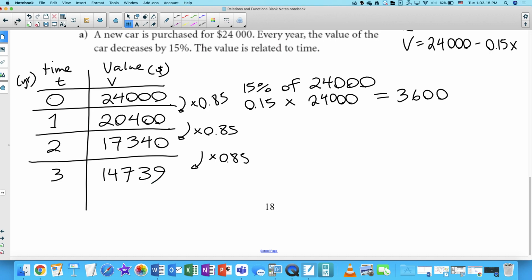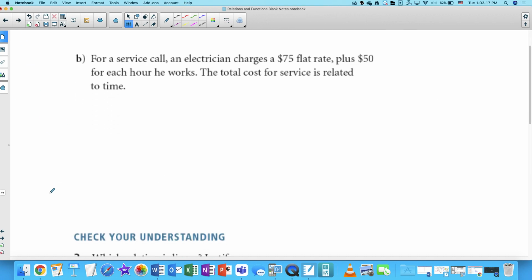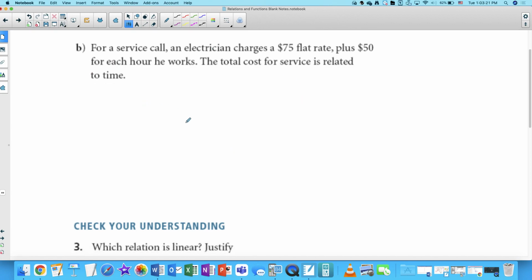Okay, let's take a look at this guy. For a service call, an electrician charges a $75 flat rate plus $50 for each hour he works. The total cost for service is related to time.